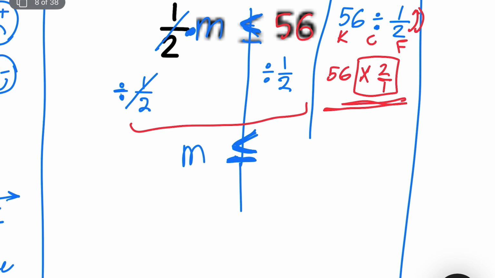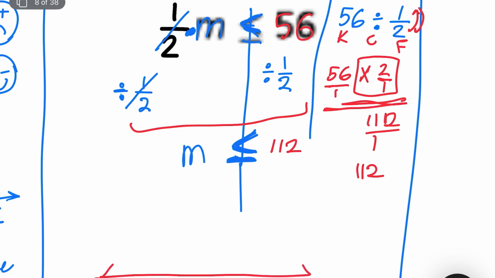Now 56 times 2 over 1, just put a denominator of 1. 56 times 2 is 112. 1 times 1 is 1, which is basically 112 over 1, which means that it's 112. That's it. Okay? Graph your answer. This is 112. There is or equal to, then it's a closed circle. Less than means I have to go to the left. That's it.